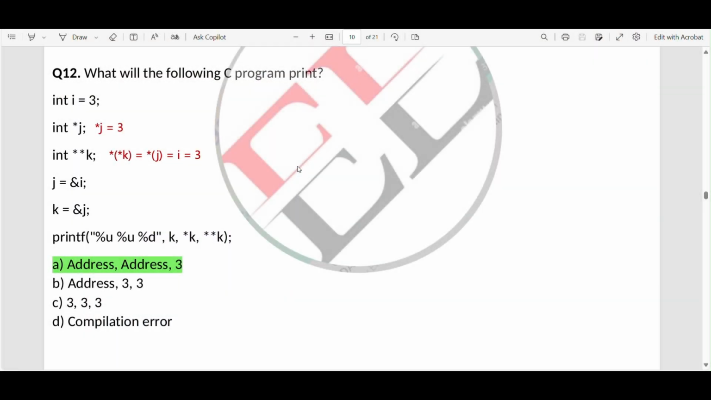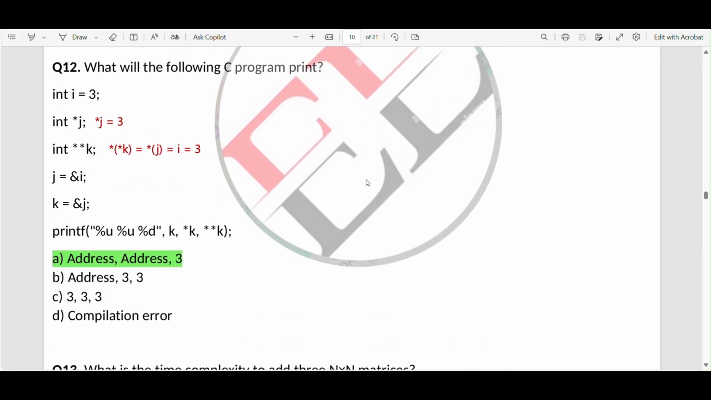Continuation of the last class, and in this class we are going to cover all the remaining questions. So the question number 12 is, what will the following C program print?